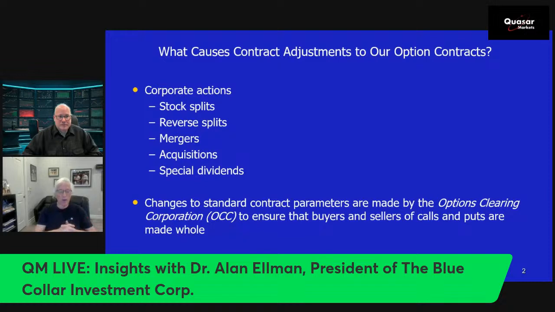And these changes are made by the OCC, the Options Clearing Corporation, who do a great job of making sure that both buyers and sellers of calls and puts are made whole, Howard. So there are no winners and no losers. Everybody is in really the same position that they were in before the contract adjustment.